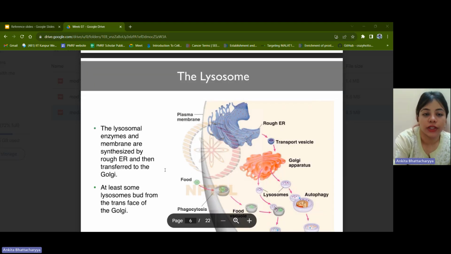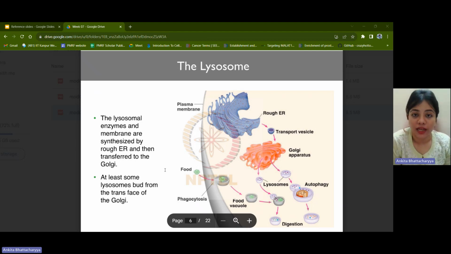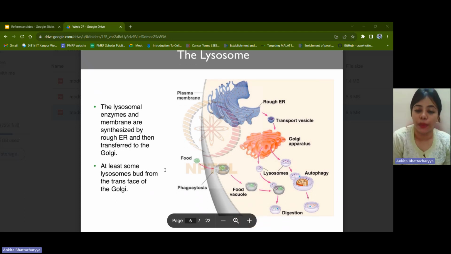So that is what we see here, that the lysosomal enzymes and membrane are synthesized by the rough endoplasmic reticulum, and then they are transferred to the Golgi. And at least some lysosomes bud from the trans face of the Golgi. So this is the flow that we were already looking at: from the rough ER, transport vesicles go to the Golgi. From the Golgi, we are seeing that two types of vesicles are emerging. One type goes into the lysosomal compartment, and that can either go for digestion or function as a food vacuole. Then that food vacuole goes to the external of the cell, and whatever food is supposed to be released gets released into the external environment.